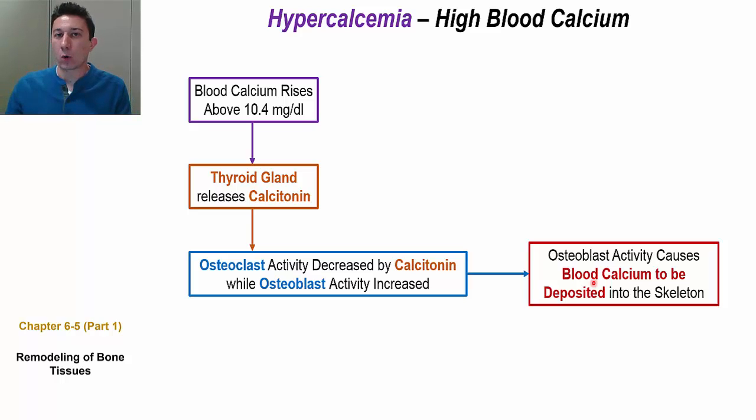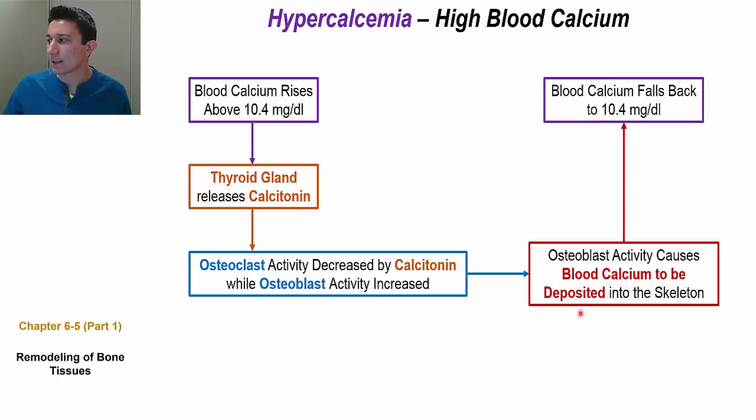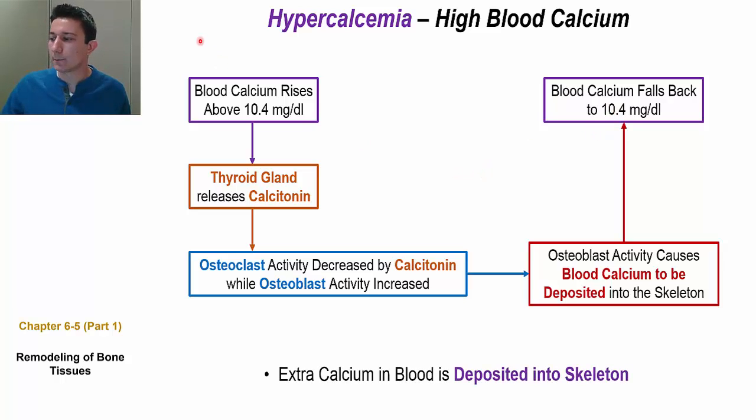Osteoblasts are going to lay down more organic components of bone, and that's going to cause calcium that's in the blood to move to those areas, and when it goes to those areas, it's going to crystallize and be removed from the blood and put into the skeleton. Okay, so it's deposited into the skeleton, and our blood calcium is going to drop back down below that critical threshold of 10.4 milligrams per deciliter. So extra calcium in the blood is going to be deposited into the skeleton in conditions of hypercalcemia.